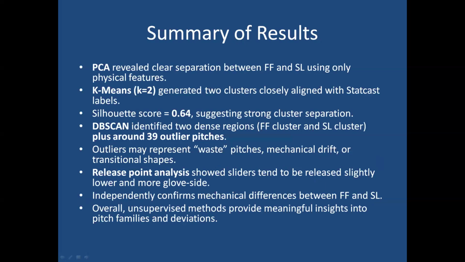For the summary of results, the PCA showed strong natural separation between the fastball and sliders. The k-means clusters aligned very closely to Statcast classifications, and DBSCAN captures the same structure but also identifies meaningful anomalies. The release point analysis confirmed mechanical distinction. So it demonstrates overall that unsupervised learning can successfully distinguish pitch types and highlight deviations.